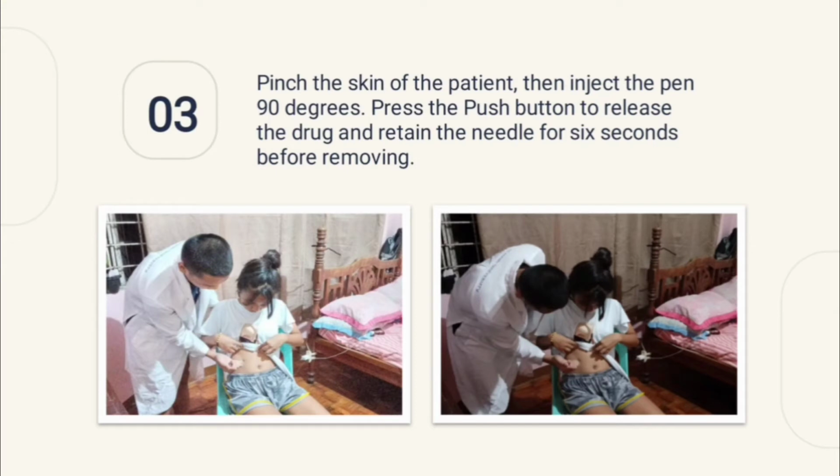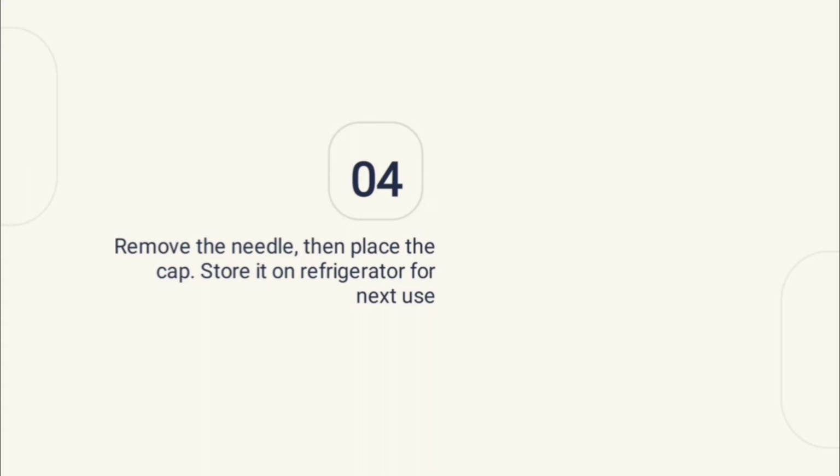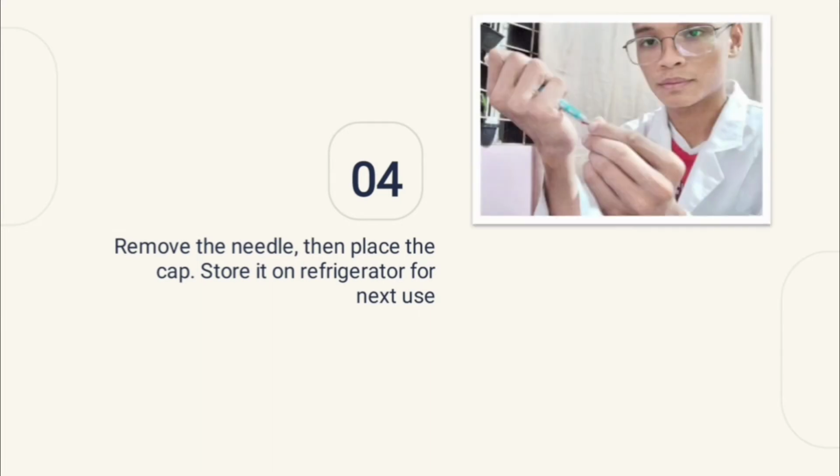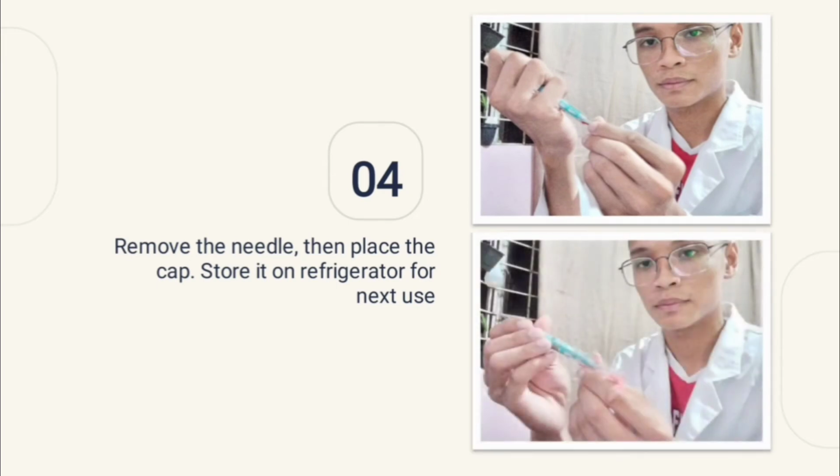Number 3 is pinch the skin of the patient, then inject the pen 90 degrees. Press the push button or the mechanical part of the pen at the back part to release the drug and retain the needle for 6 seconds before removing. Number 4. Remove the needle, then place the cap. Store it on a refrigerator for the next use. You cannot reuse the needle once used, and you have to store the insulin on a refrigerator.